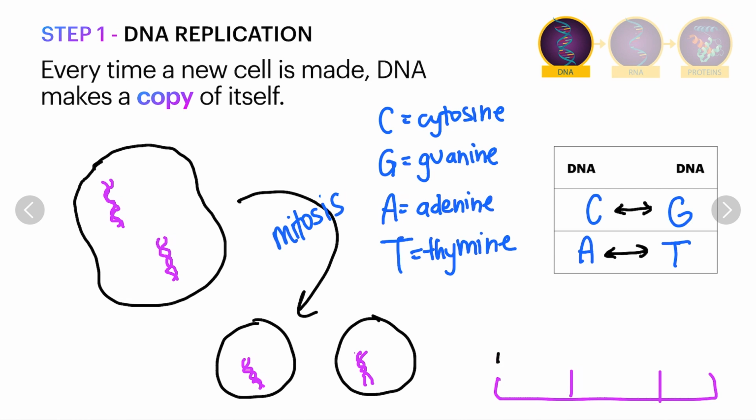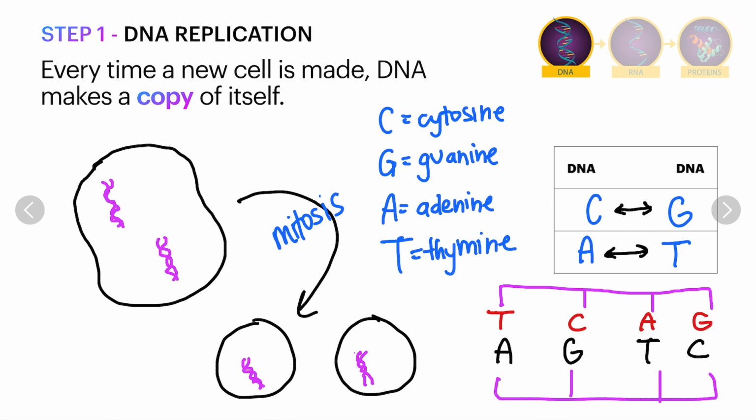So let's say you have an original strand of DNA, A, G, T, C, and it needs to make a copy. It's just going to use the base pair. So the copy is going to have T, C, A, G. And now you've got 2 copies of this information.